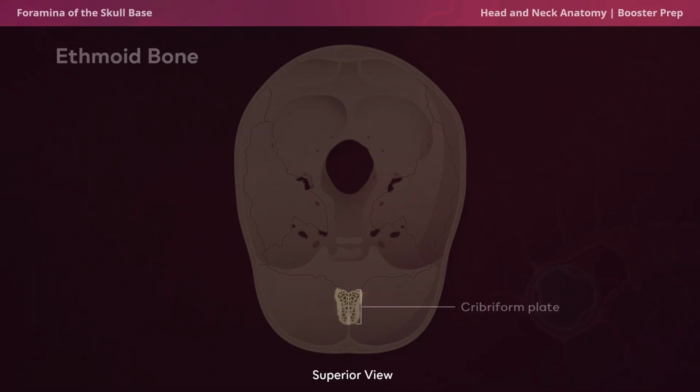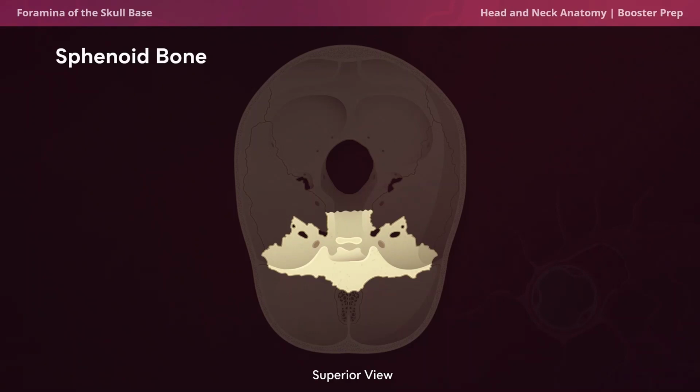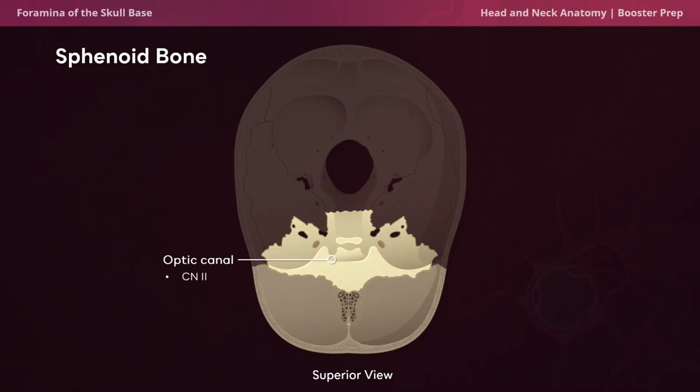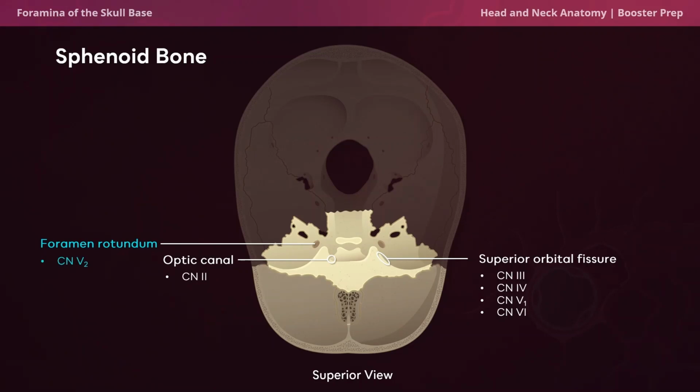Next we have the sphenoid bone, which lies posteriorly to the ethmoid and frontal bones and contains several foramina. The optic canal contains cranial nerve 2, the optic nerve. And the superior orbital fissure contains cranial nerves 3, 4, and 6, which are nerves associated with vision, and the ophthalmic branch of cranial nerve 5. Next, the foramen rotundum contains the maxillary branch of cranial nerve 5, and the foramen ovale contains the mandibular branch of cranial nerve 5, and the lesser petrosal nerve.